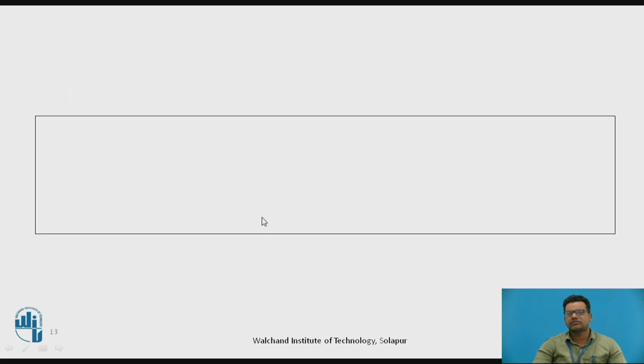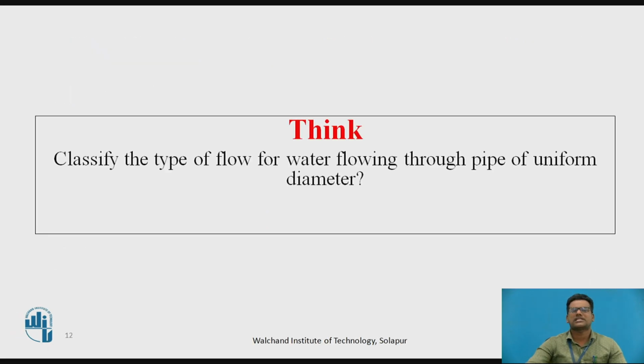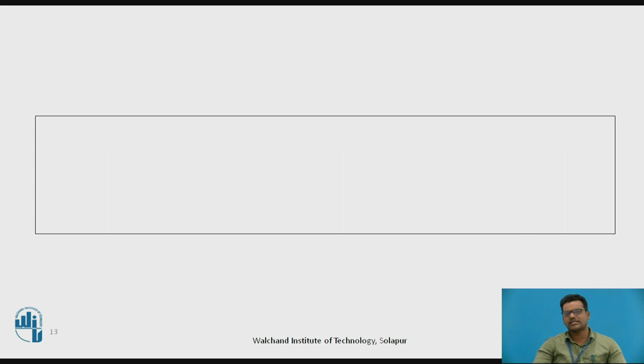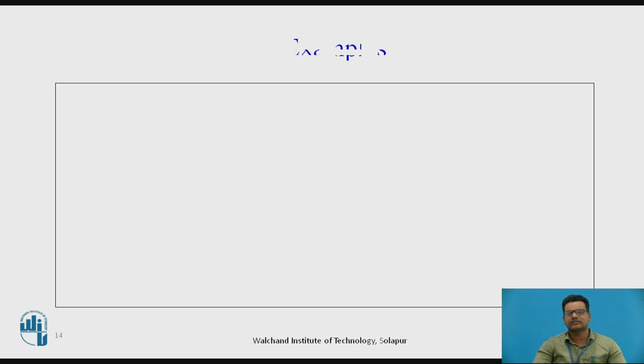Now think on this question. Classify the type of flow for water flowing through a pipe of uniform diameter. Now the answer is steady uniform flow. Why, that I will explain.